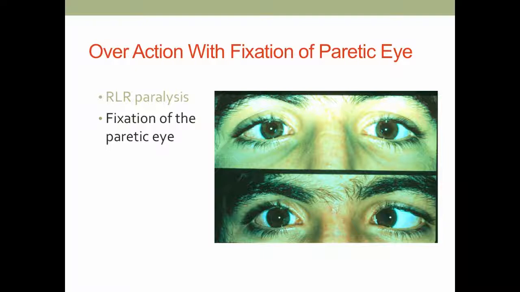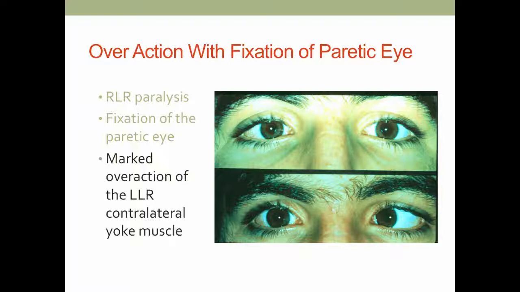So in this particular case, we have a patient with a right sixth nerve palsy, and in the top panel, you can see that the right eye is turned in probably about 15, 20 diopters, but in the lower panel, when the right eye is forced to fixate, the left eye turns in approximately 30 to 35 prism diopters.